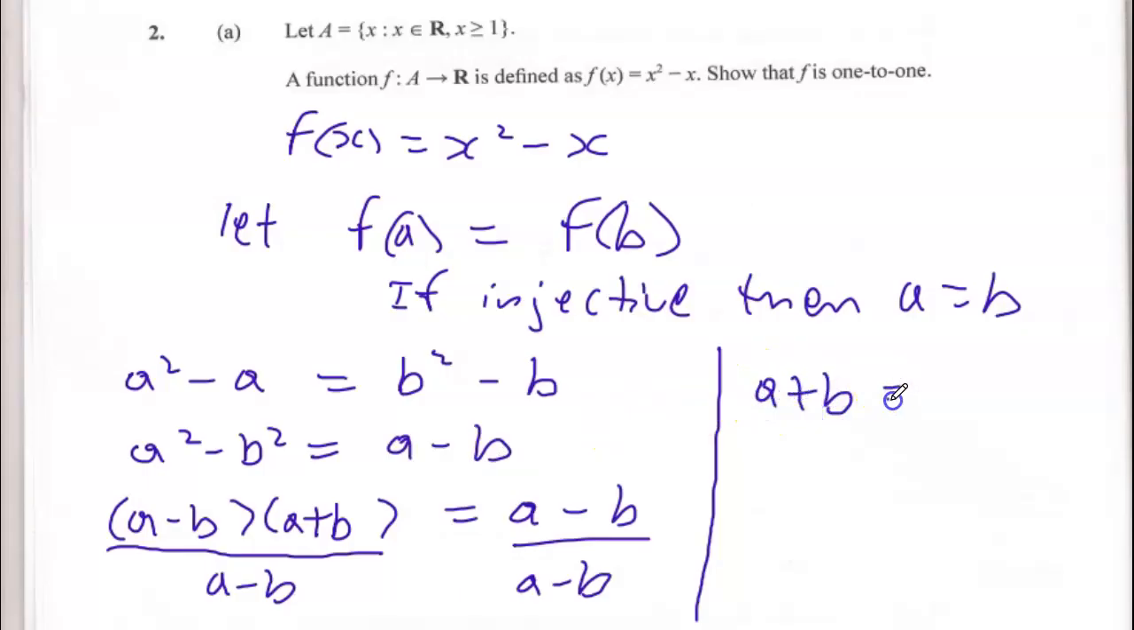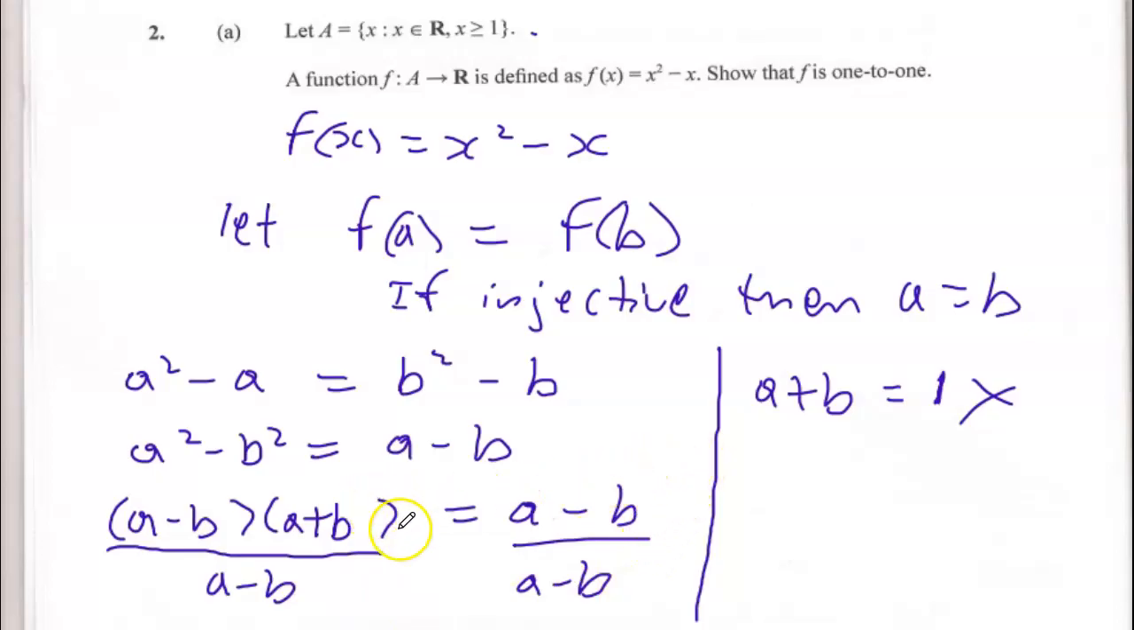Now, is it possible for a plus b to be equal to 1? Remember that the values have to be 1 or more. In other words, the lowest value has to be 1. So if a is 1 and b is 1, then 1 plus 1. So a plus b equal to 1 is not possible. Hence, a plus b equal to 1 is not a possible solution, because remember, we are told that the x values, the domain, have to be 1 or more. So that's not possible. So we X that out.